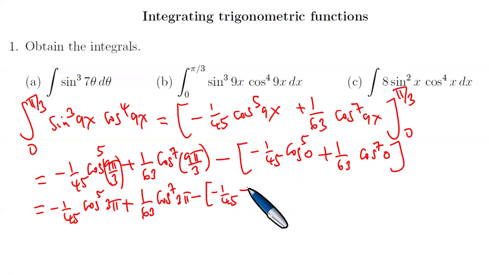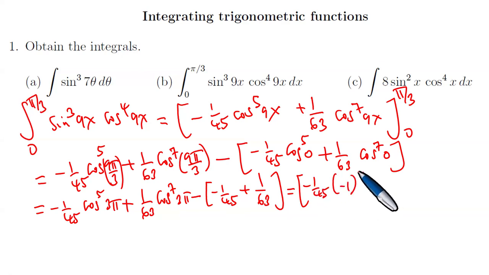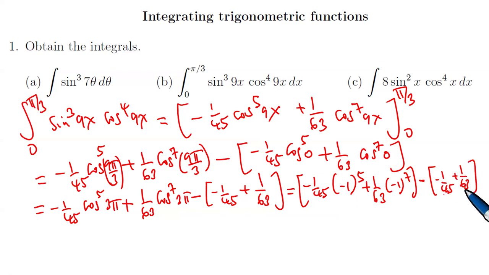So this is minus 1 over 45 plus 1 over 63, because cosine 0 is exactly 1. Cosine 3 pi is negative 1. So we have exactly minus 1 over 45 with minus 1 to the fifth power, giving us just a negative 1, plus 1 over 63, negative 1 to the seventh power, which is just exactly a negative 1. Right, negative 1 over 45 plus 1 over 63, like so.